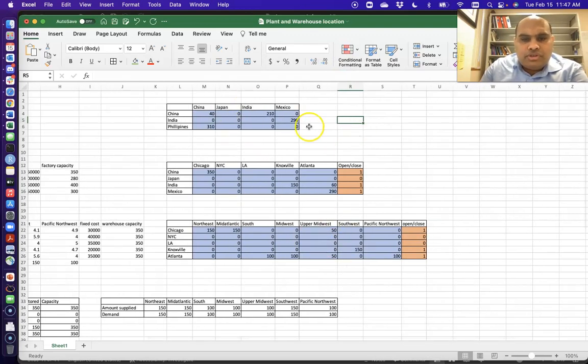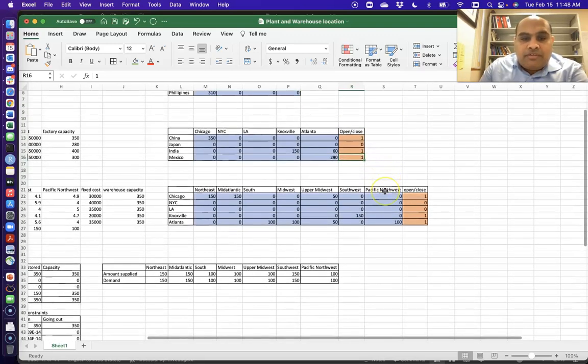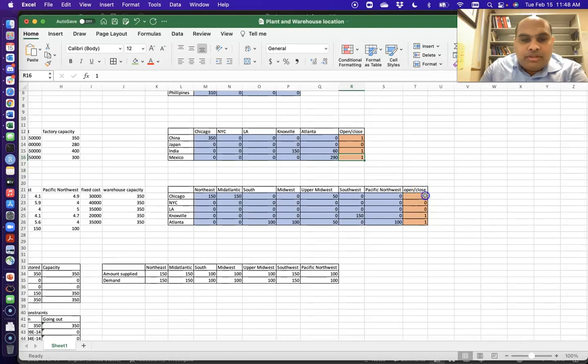So this is my final solution. According to this solution, I am opening the Chinese plant, the Indian plant, and the Mexico plant. I'm not opening the Japanese plant. As far as warehouses are concerned, I'm opening the Chicago warehouse, the Knoxville, and the Atlanta warehouses. I'm not opening the New York or the LA warehouses, right? So because I'm not opening the New York and the LA warehouses, you'll notice that nothing is being sent there and nothing is being sent out of there, right?